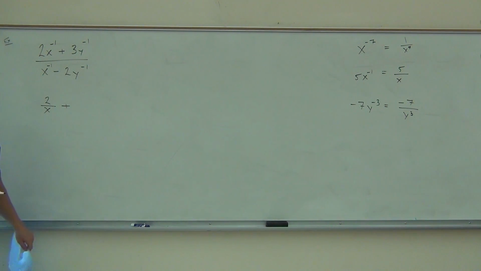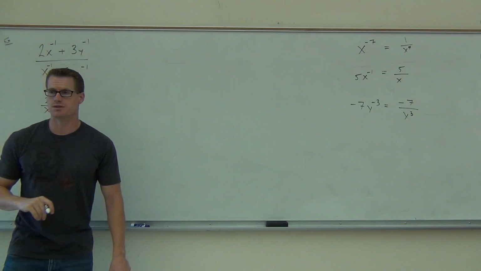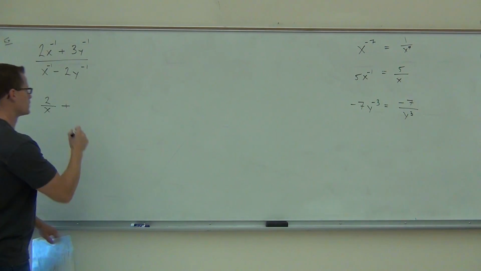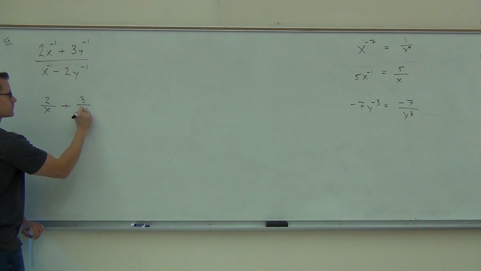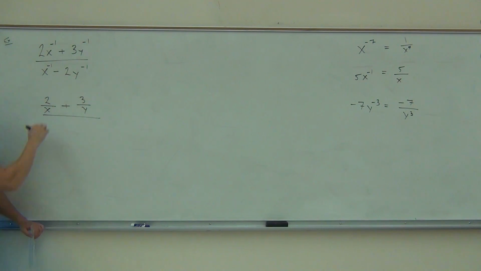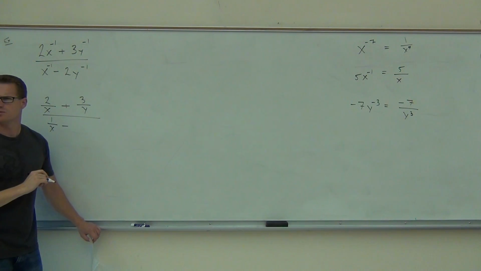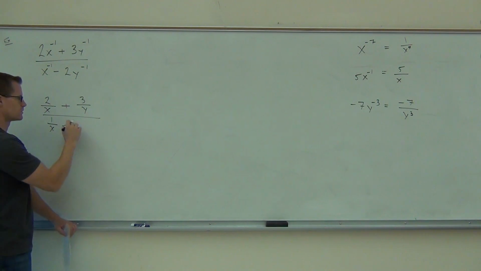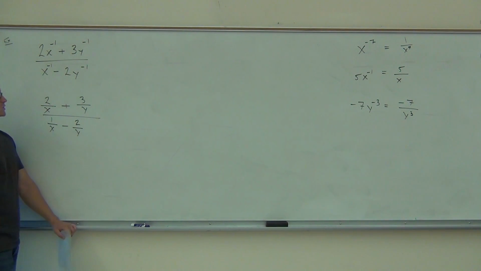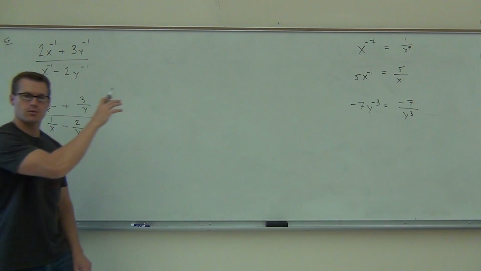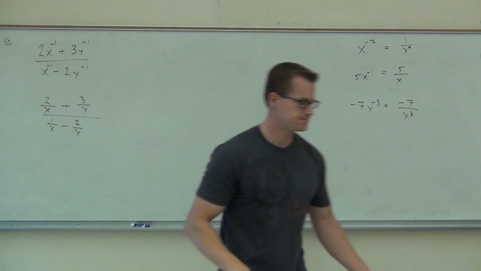How about 3y to the negative 1? Awesome. All over, what's this one? That one. Then a minus sign, and then what's the last one, folks? 2. That's it. We just apply what we just learned to each term on that.